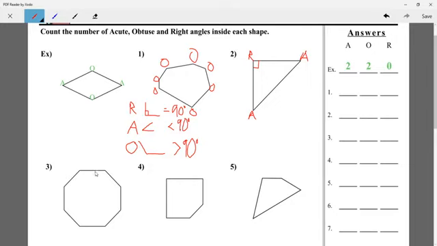Now let's look at this one. These are all the same angle. This is an octagon. And in an octagon, at least like this, these are all obtuse, right? They're all wider than 90 degrees.